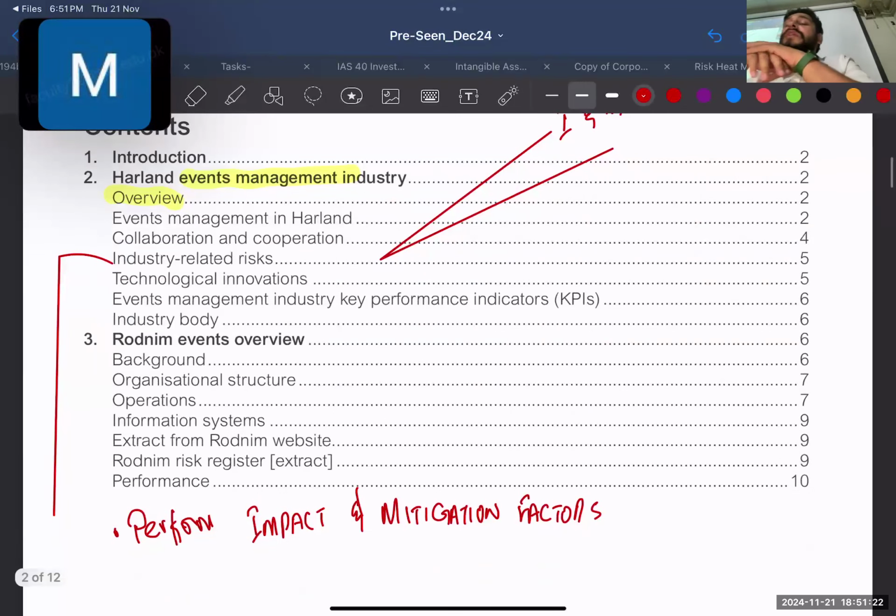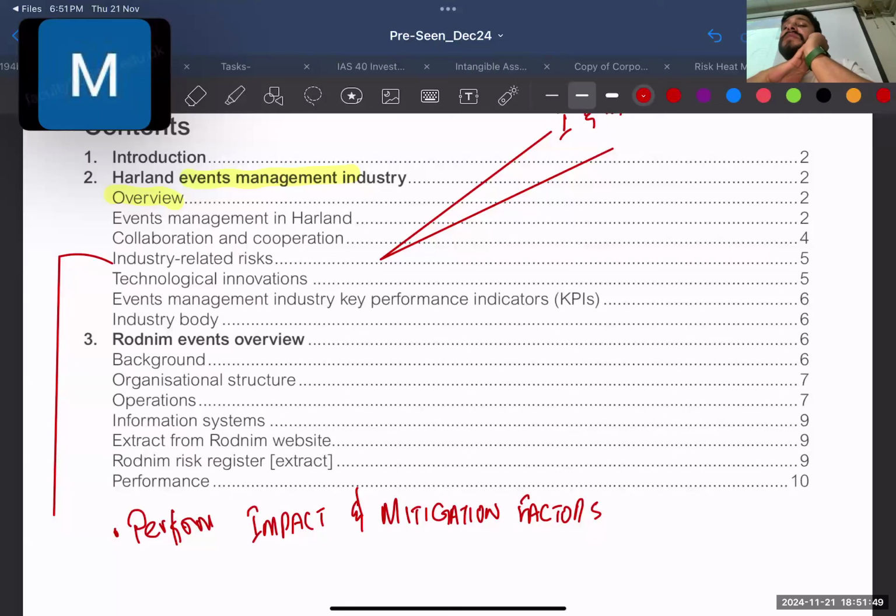Then technological innovation. Now it says technological innovation, so something may be related to big data analysis, the Internet of Things, technological disruptions, investment models, or any other model that relates to technological increments.